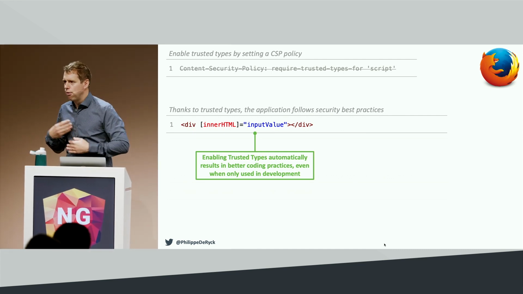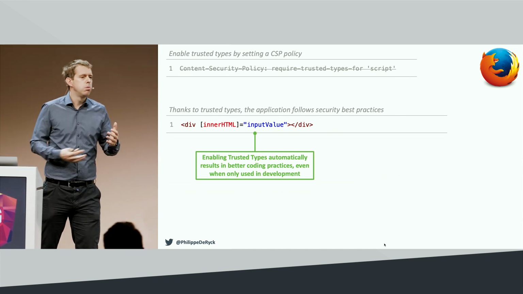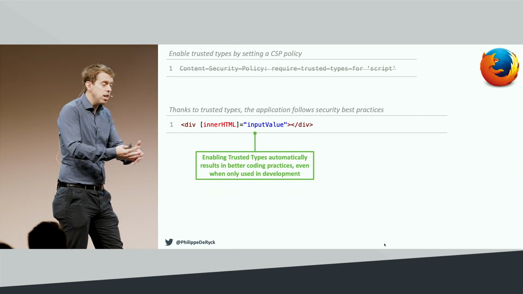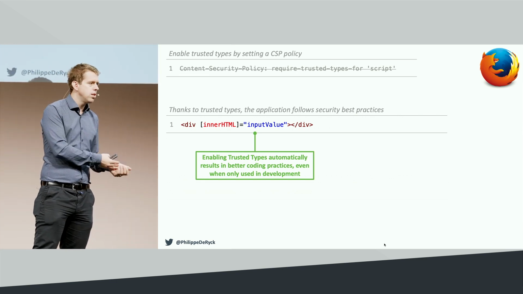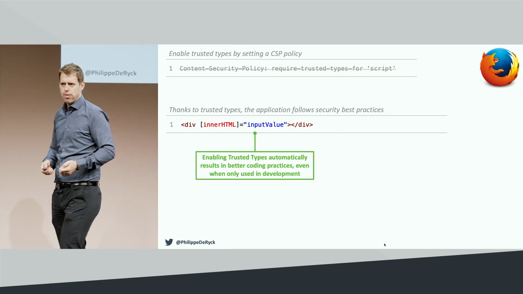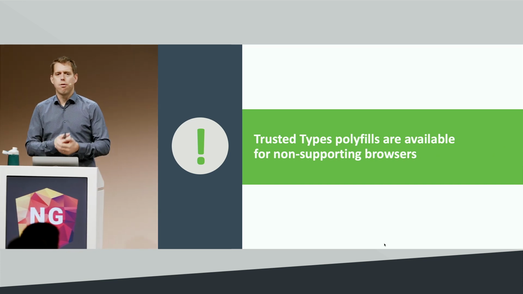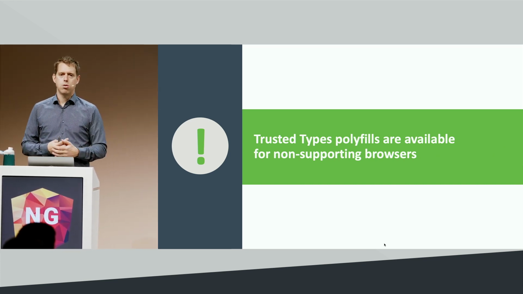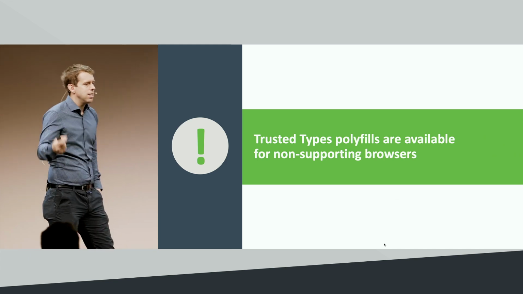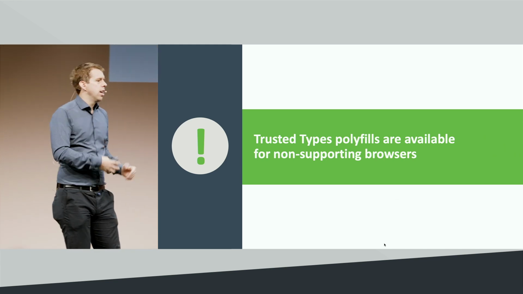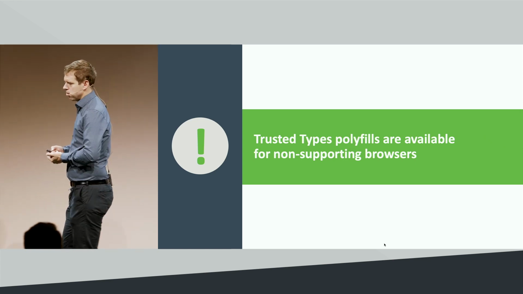My recommendation for now is use trusted types in dev mode. There's no real need to deploy it in production mode. You can do it in development mode and just find these mistakes in your application code and fix them. That's awesome. And if you really want, there are polyfills available that do offer trusted types in non-supporting browsers. So you can load a polyfill in Firefox or Safari that will add these APIs, and you can now use trusted types in your application on all browsers.